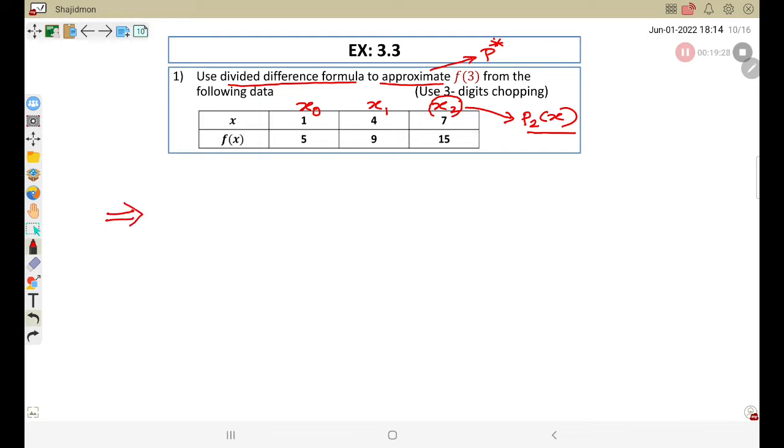So first we will construct the divided difference table. How are we doing the question? First we need to construct the divided difference table. After that, from the divided difference table, we need to calculate the approximate value of f of 3.